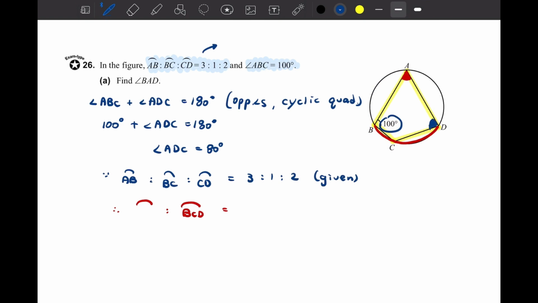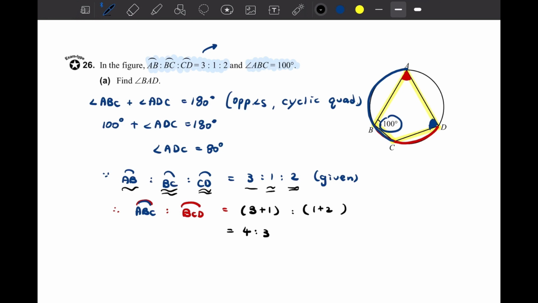ADC is the one you have. And if we're looking at this ADC, which arcs should we be looking at? We should be looking at your arc ABC, isn't it? So arc ABC and BCD. So let's find the ratio of this first. So arc ABC is actually 3 plus 1, isn't it? Because AB and BC is 3 and 1. And then BCD, how about? BCD is BC and CD. So it will be 1 plus 2. And therefore, the ratio will be 4 to 3.